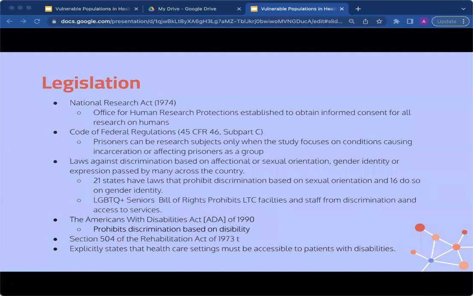For the LGBTQ community, there are several laws that have been placed against discrimination based on affectional or sexual orientation, gender identity, or expression, passed by many across the country. 21 states have laws that prohibit discrimination based on sexual orientation, and 16 do so based on gender identity. There is an LGBTQ plus seniors bill of rights, which prohibits long-term care facilities and staff from discrimination and access to those services.